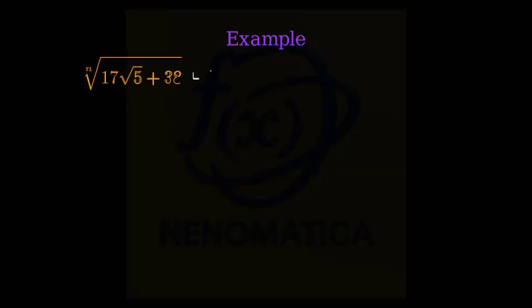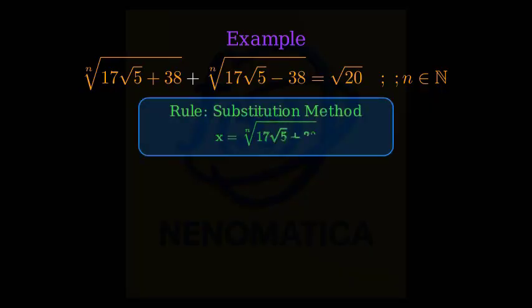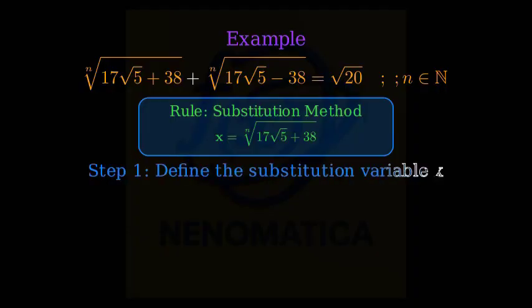Example, we will solve the radical equation and determine n in natural numbers. Given the equation, the nth root of 17 times square root of 5 plus 38, plus the nth root of 17 times square root of 5 minus 38, equals the square root of 20. Step 1. Define a substitution. We let x be the nth root of 17 times square root of 5 plus 38. This will make the equation algebraic in terms of x.